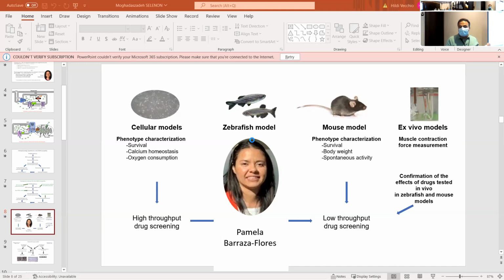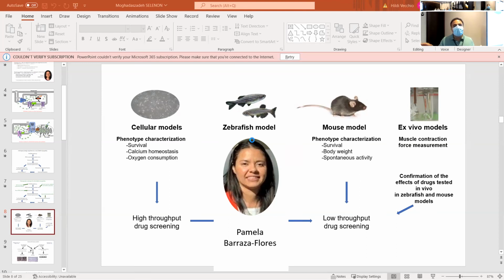Those drugs that we find in cellular models will come from a high throughput screen. Then we can bring them into a medium throughput in zebrafish models, and then in mouse models, and all these things can be confirmed in the ex vivo models as well. Right now in our lab, we are actively working with the mouse model, and for the zebrafish model, Pamela is here. I think she can take over and show you. Alan has your poster he can display.